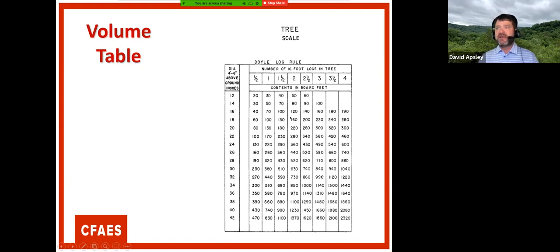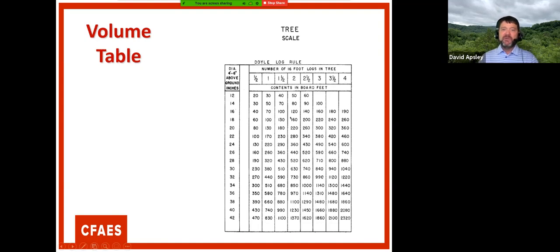And so I will make some of these tables available to you as well, Doyle and International. If you are working as a private woodland owner, you've got somebody with a portable mill, and you want a little better estimate of the volume you're going to get, I'll share a couple other log rules out there. But it's really that simple.